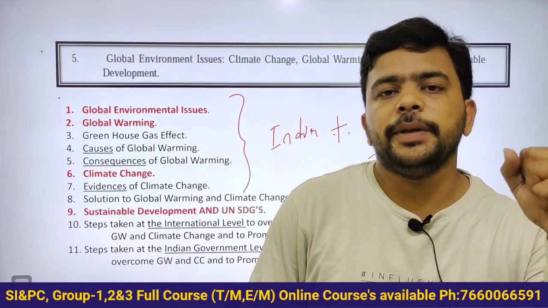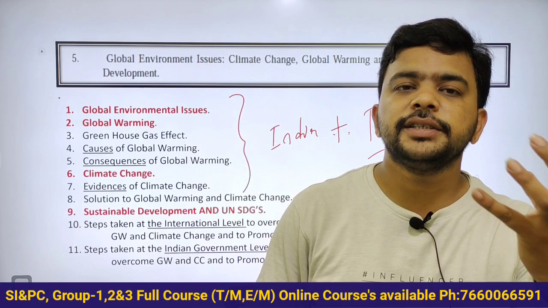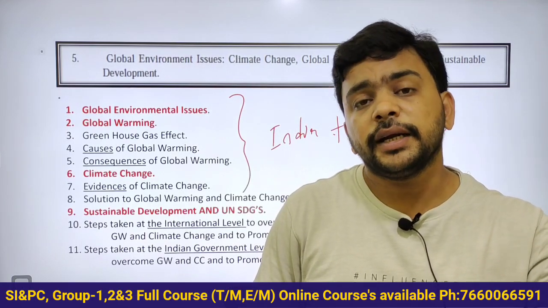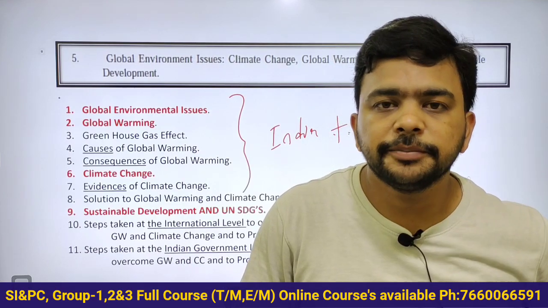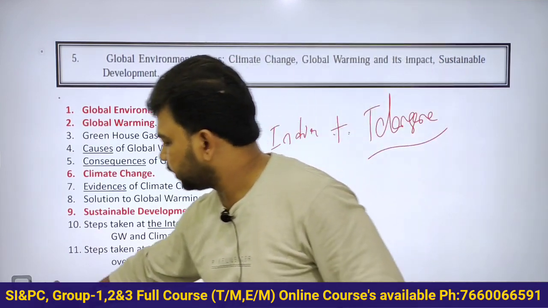So why is it happening? The roots are in climate change. How is climate change occurring? Because of global warming. What is the solution to global warming and climate change? Sustainable development. All this we will discuss very clearly in this particular topic.